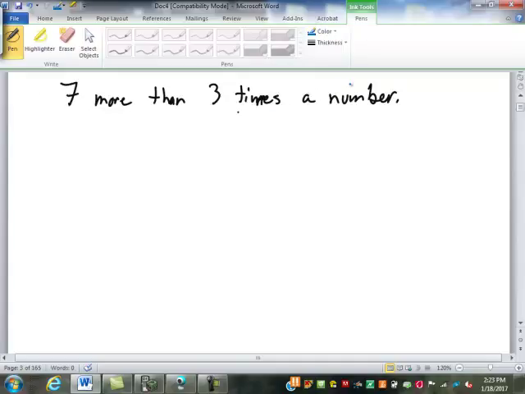Well, let's break it down piece by piece. 7 more than something indicates we're doing what? Adding 7. Good. 3 times a number? 3x. So 3x plus 7 is what that indicates.